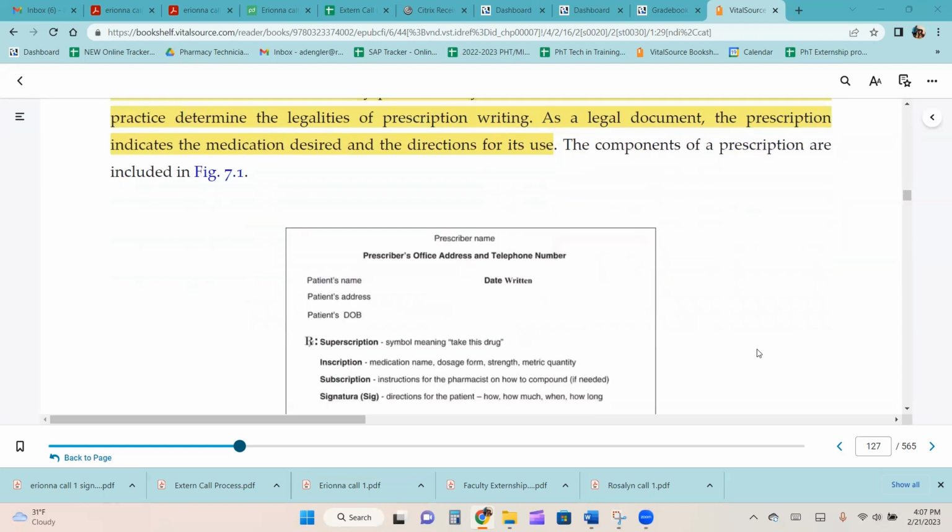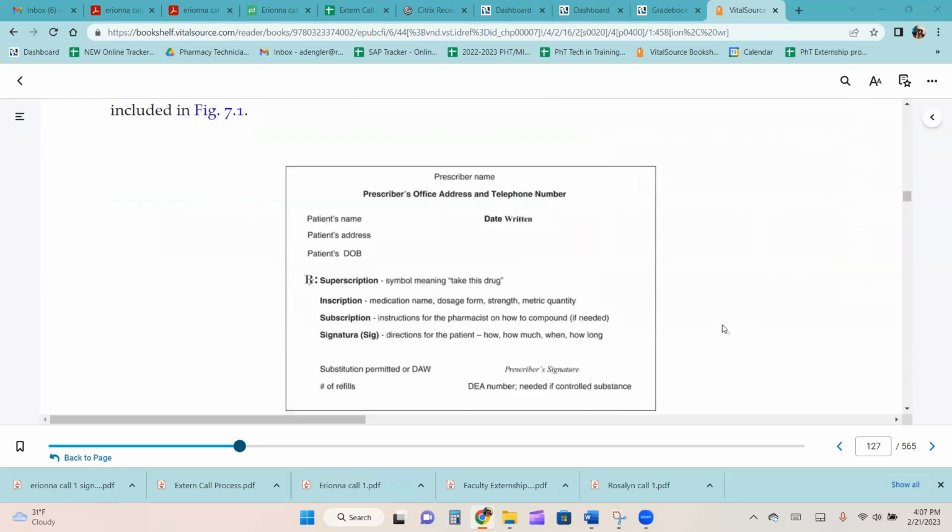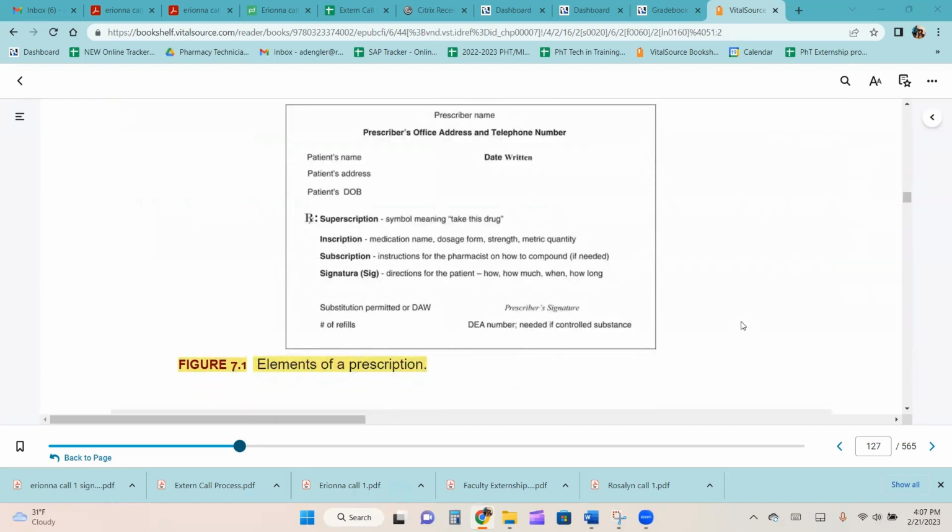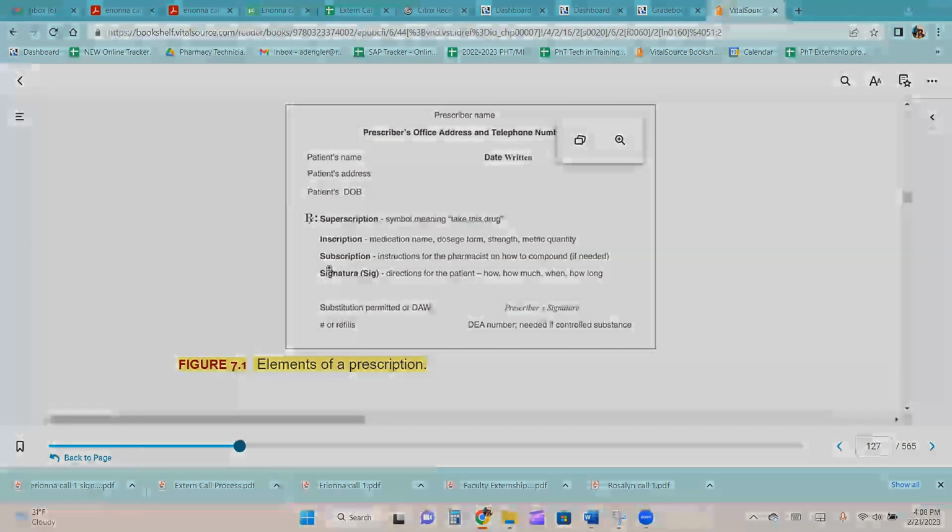Figure 7.1 shows us the components of a prescription, and this is a pretty helpful little chart here. So we have superscription, which is the RX symbol. That's always going to be on prescriptions. It means take this drug. An inscription is the medication name, dosage form, strength, and metric quantity. Subscription is the instructions for the pharmacist on how to compound if needed.